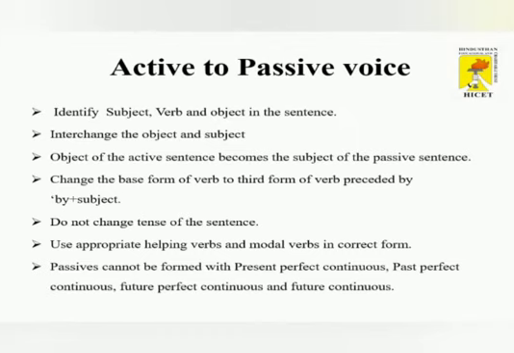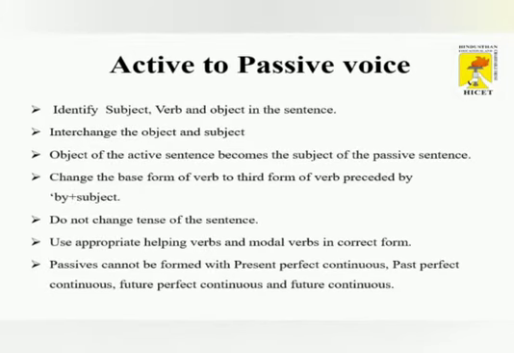Now let us learn some common rules to convert a sentence from active to passive. First, identify subject, verb and object in the active sentence. Then interchange the object and subject to form passive. The object of the active sentence becomes the subject of the passive sentence. Also, change the base form of verb to the third form of verb preceded by be plus subject. Remember, do not change the tense of the sentence while framing a sentence from active to passive. Also, use appropriate helping verbs and modal verbs in correct form.